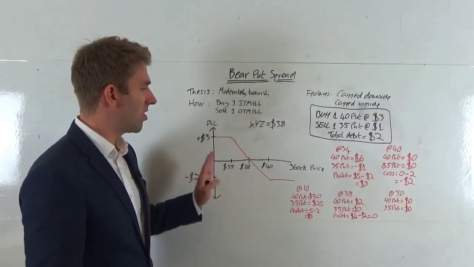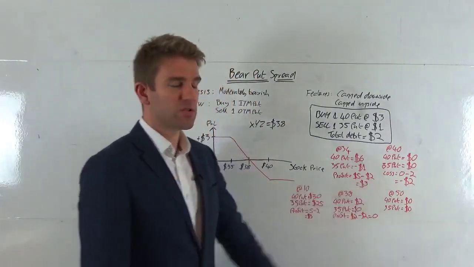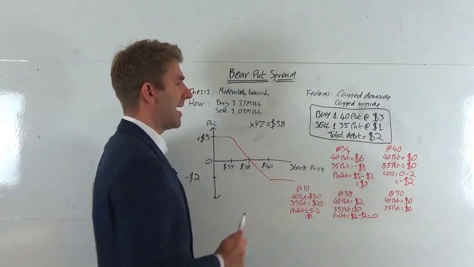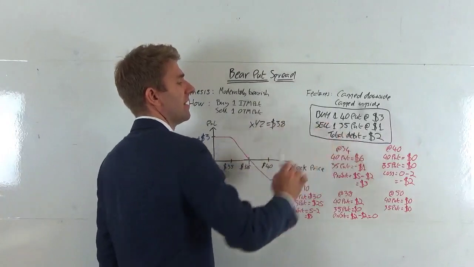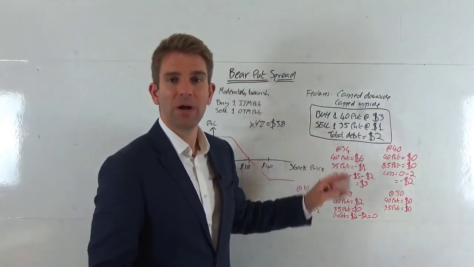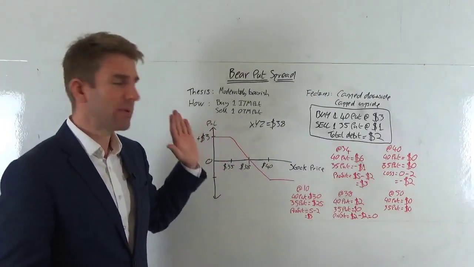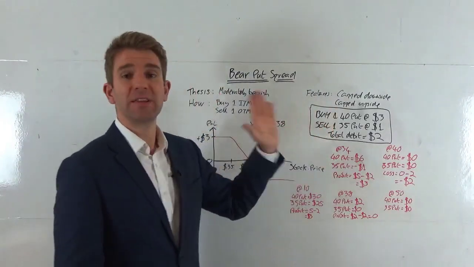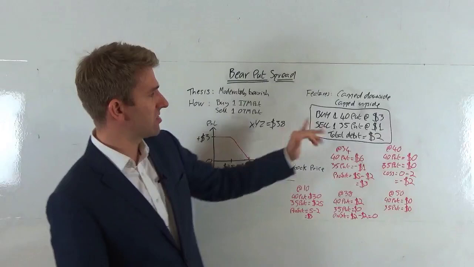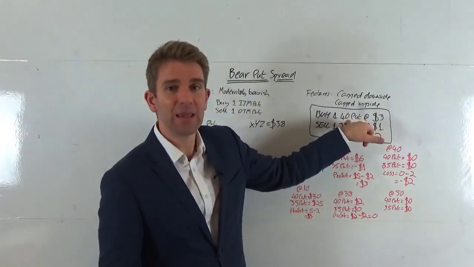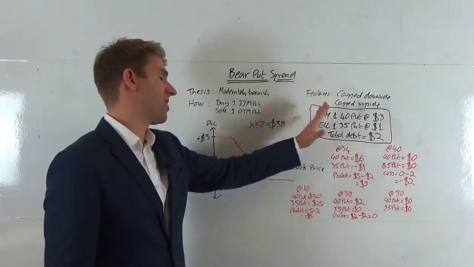So you're never going to make more than $3 on this, and that is capped at the price that you sell that put at. If you sell that lower, then the capped level is going to be at whatever level that is. And the same with the downside risk. The downside risk is capped at the place that you buy that higher put.